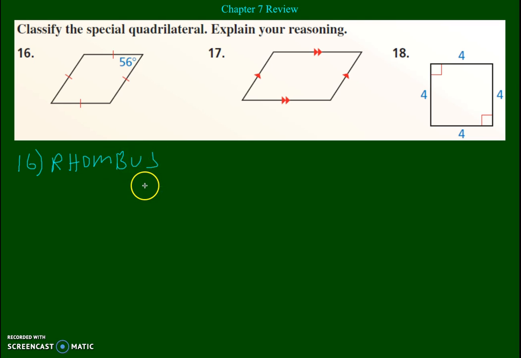Alright, now let's look at 17. In problem 17, we have 2 sides are parallel, 2 sides are parallel. So at the very least, we know that this is a parallelogram. Now, we cannot trust the angles here. We can't trust the picture for the angles. So the only information they're giving us is that these sides are parallel, so this must be a parallelogram. That's as specific as we can get.